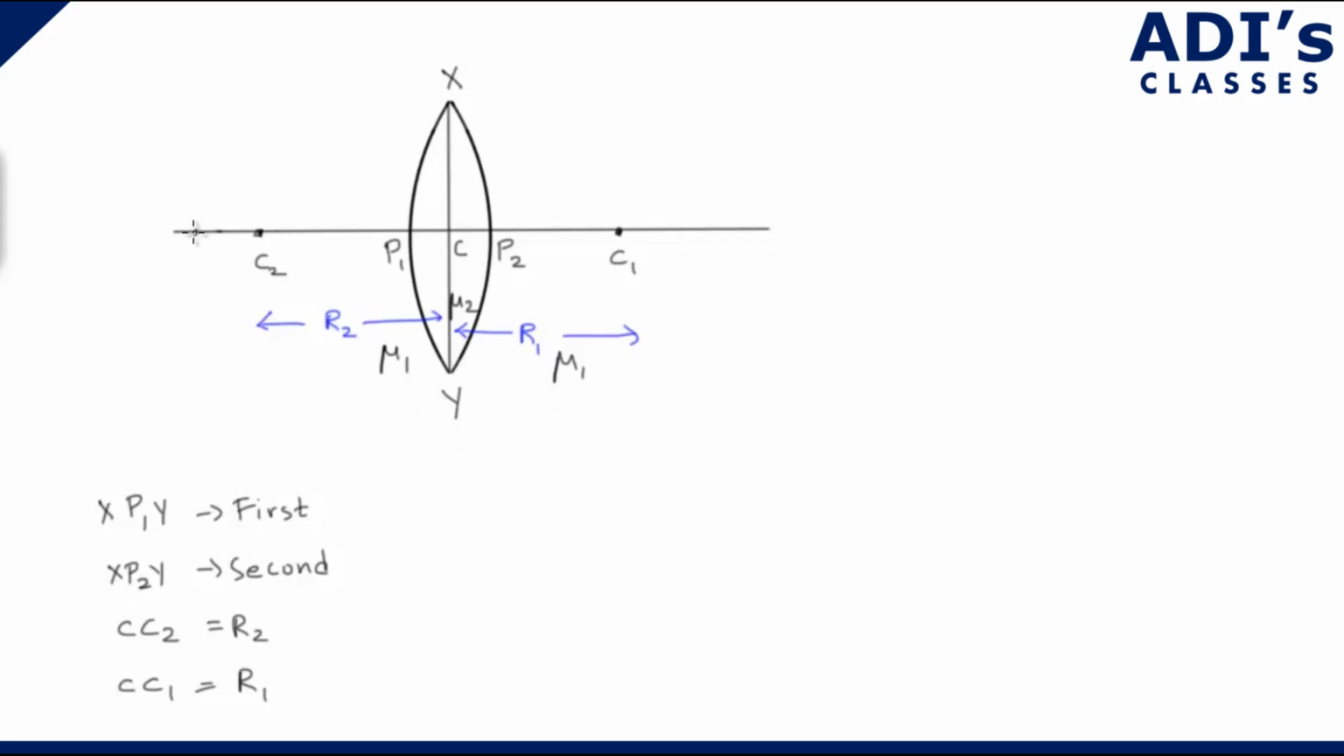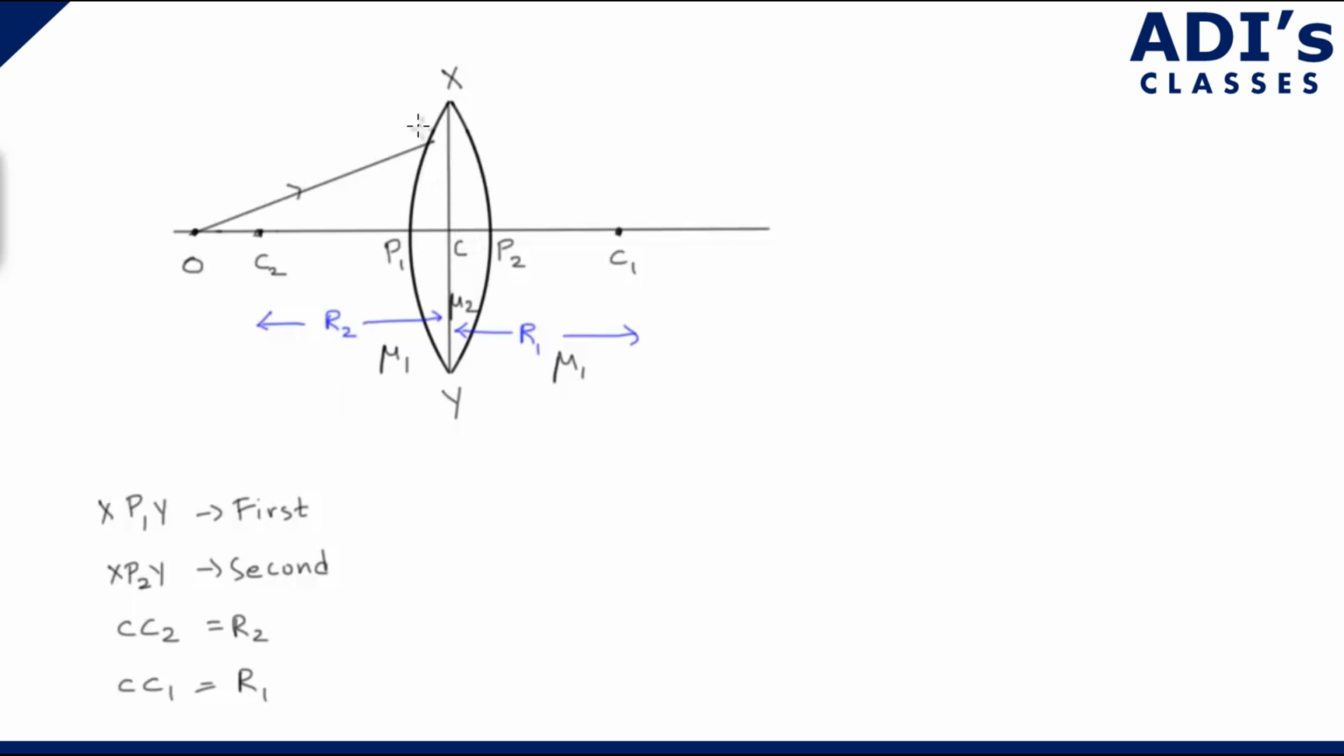Then let's assume that there is some object O on the principal axis. A ray of light first meets the first surface and undergoes refraction in the lens. Then once it is coming out of the lens, it again undergoes refraction. So there are two refractions happening here. First, from O to some particular part of the first surface, this is the first refraction.